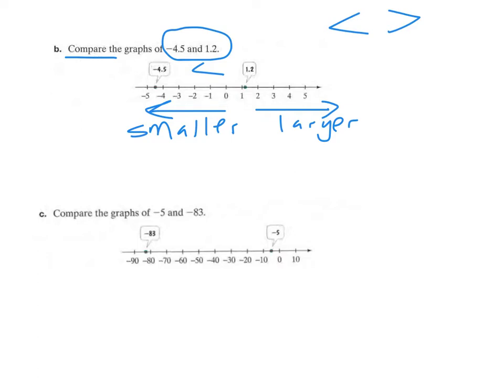So now let's compare this one. The -83 is to the left of the -5. So looking at in comparison here, we would want our greater than sign because -5 is actually greater than -83.